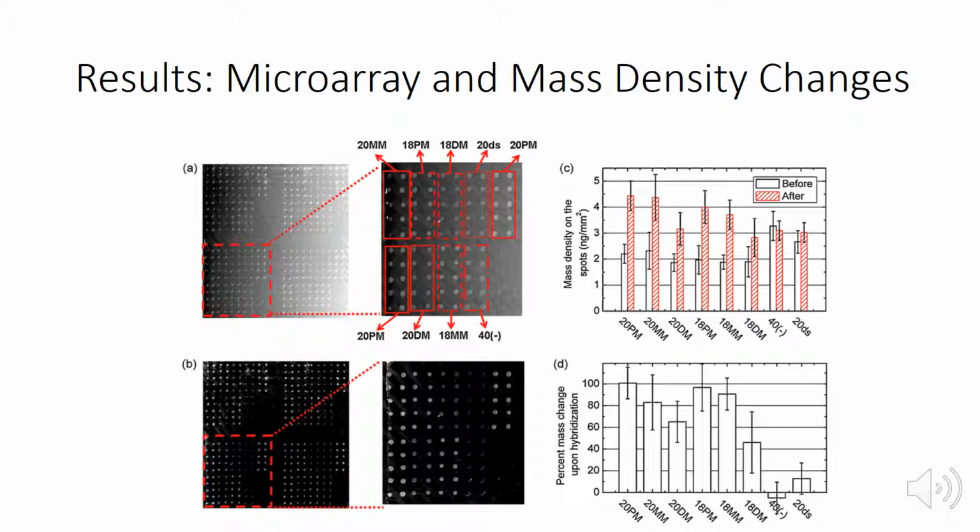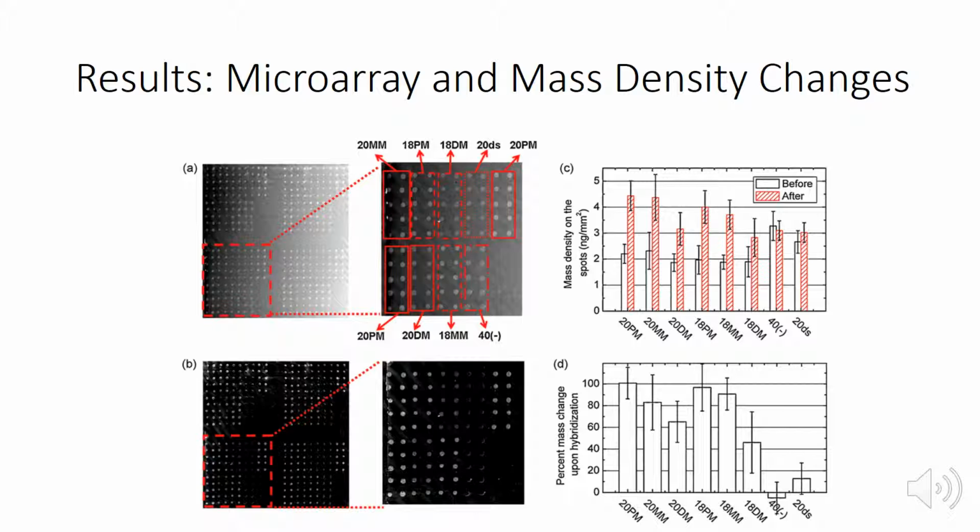Figures A and B above represent the before and after images of DNA microarray undergoing hybridization. There are 10 replicates of 9 different DNA fragments replicated across 4 arrays. In total, there are 360 DNA spots. The different replicates are labeled in Figure A. PM represents perfect match, MM represents single mismatch, and DM stands for double mismatch. The numbers in front represent the length of the DNA strand, 20 for 20 oligomers and 18 for 18 oligomers.